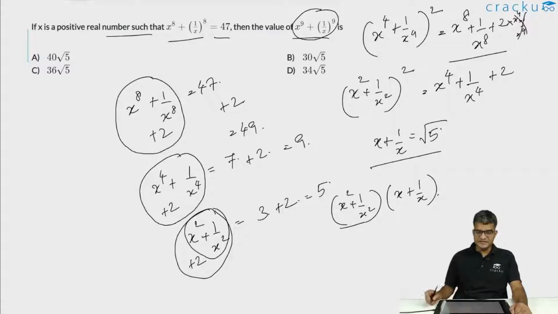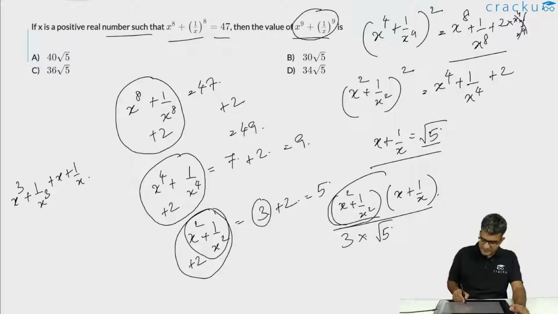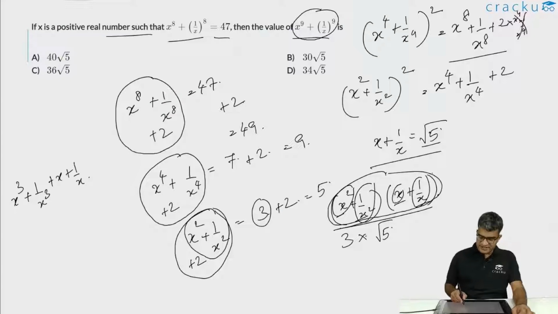X square plus 1 by x square we have calculated is equal to 3. X plus 1 by x is equal to root 5. This expansion we are going to get x cube plus 1 by x cube plus x plus 1 by x. That is the expansion of x square plus 1 by x square into x plus 1 by x. If you are expanding it, you are going to get x cube plus 1 by x cube. X square into x is x cube. 1 by x square into 1 by x is 1 by x cube. X square into 1 by x is x. 1 by x square into x is 1 by x.